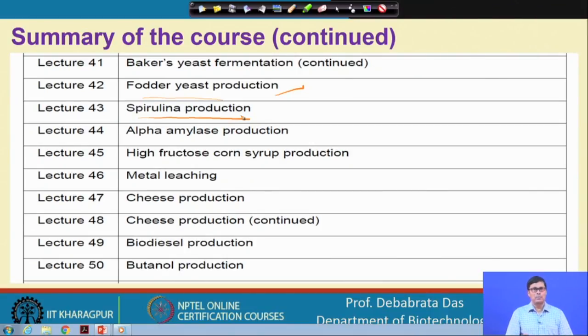Then spirulina, this is a very important algae that is largely marketed as a source of nitrogen, not only as a protein, but it also cures a lot of diseases like GERD, the different types of problems that we have, which can be rectified by this.